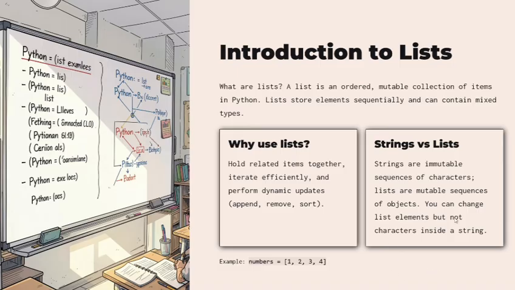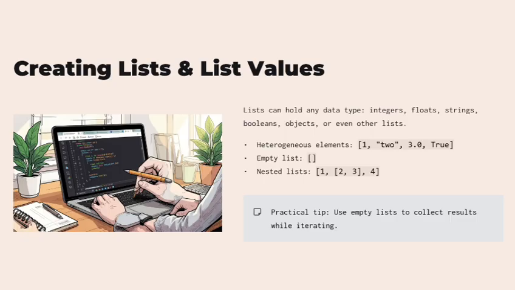Okay, so string versus list. Let's compare strings and list. Strings are also sequences. Example, Python. Python contains characters, but strings are immutable. That means we cannot change individual characters. Example, text is equal to Python.